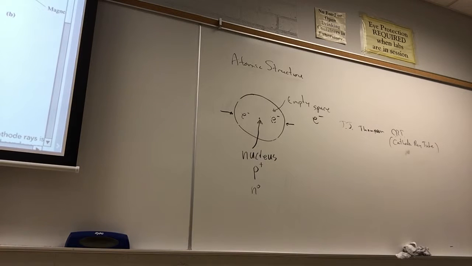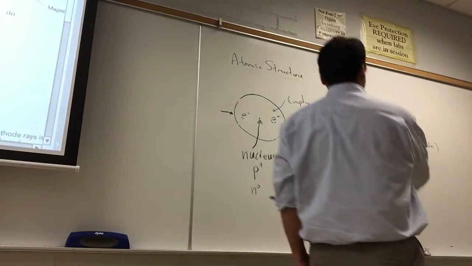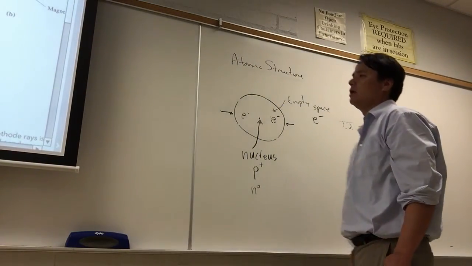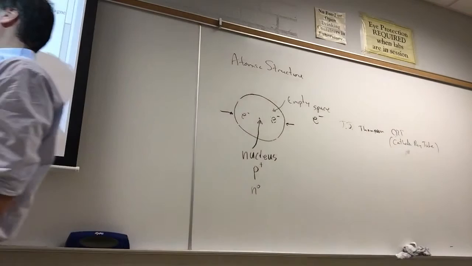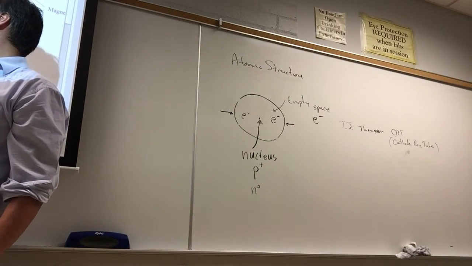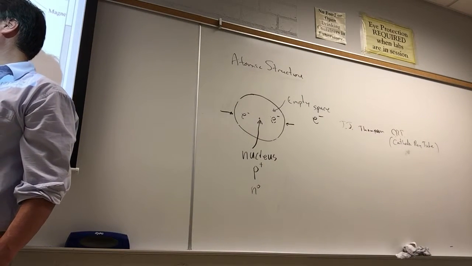And so what are these cathode rays? Well, the main conclusion of the J.J. Thomson CRT experiment, the cathode ray tube experiment, is that electrons are a fundamental part of all matter. These cathode rays are made up of beams of electrons.